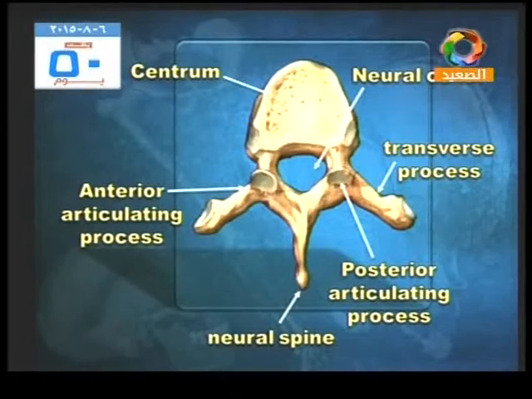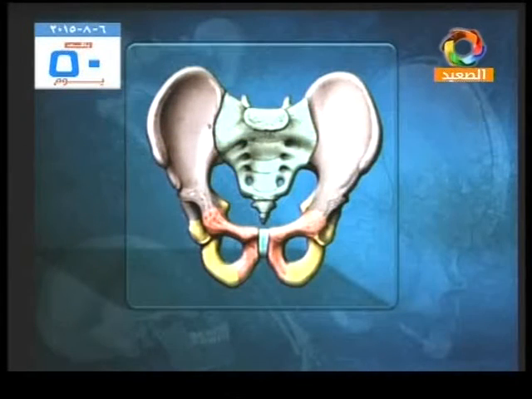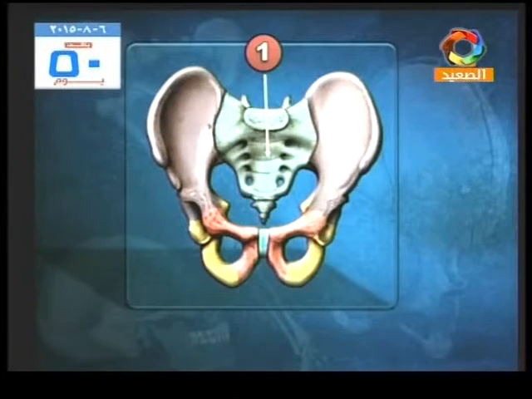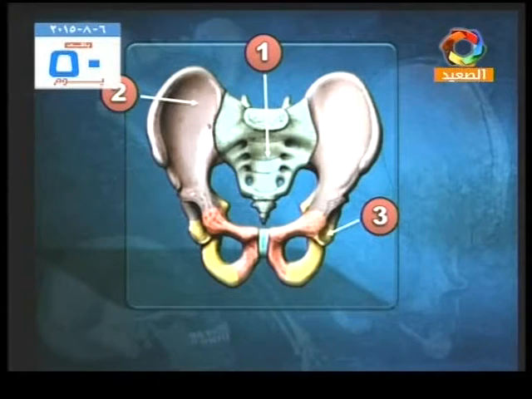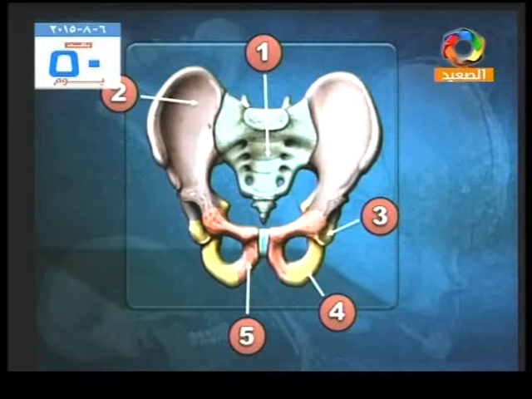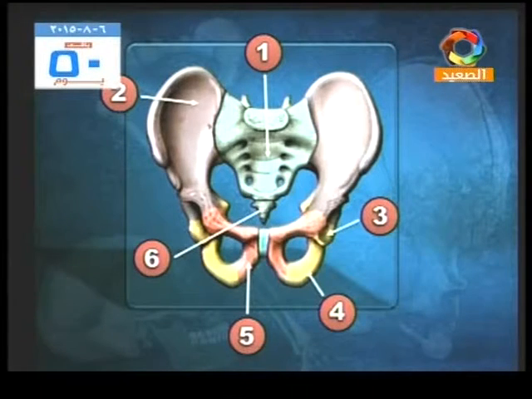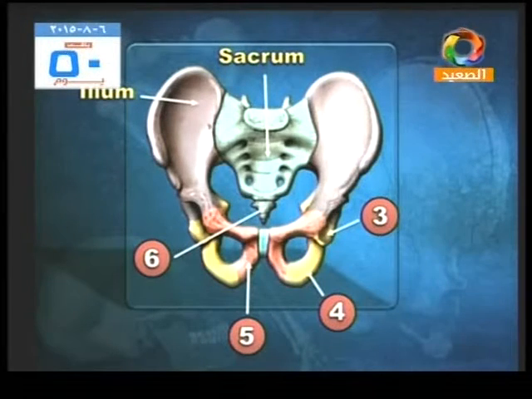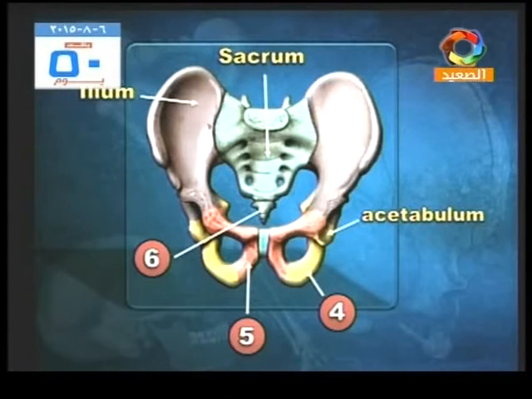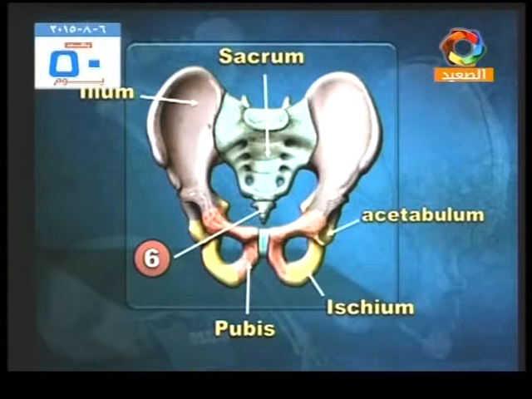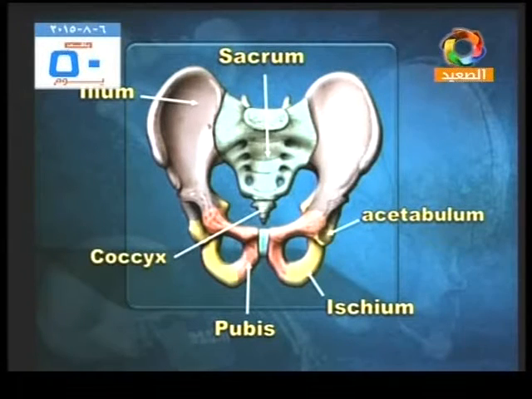Look at the second one, which represents the lower girdle, the pelvic girdle of the human being, and label the diagram. Number 1, sacrum. Number 2, ilium. Number 3, acetabulum. Number 4, ischium. Number 5, pubis. Number 6, coccyx.